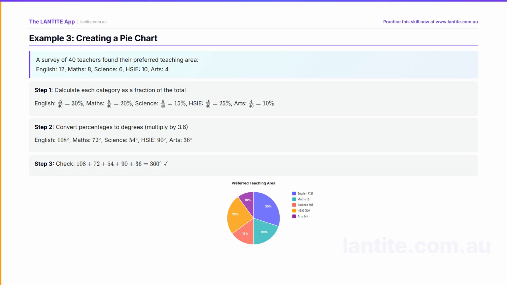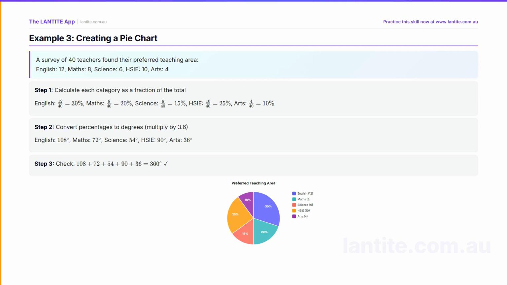Now let's create a pie chart. A survey of 40 teachers found their preferred teaching area. Step 1. Calculate each category as a percentage. English is 12 out of 40, which is 30%. Maths is 8 out of 40, which is 20%, and so on for each category.